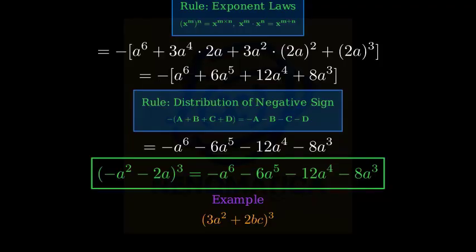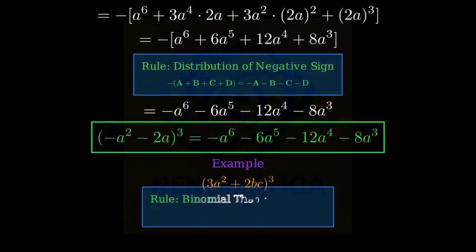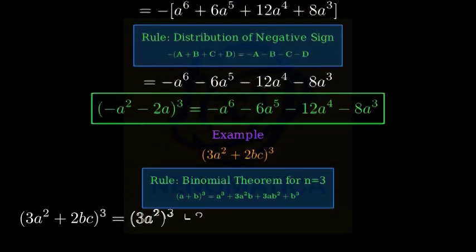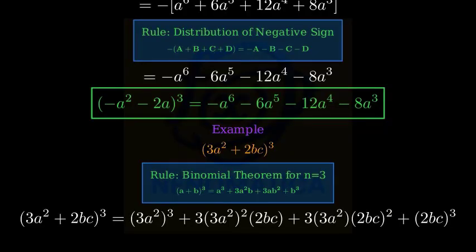For this second example, we'll directly apply the binomial theorem since we have a sum raised to the power of 3. According to the binomial theorem, we have (3a squared plus 2bc) to the power of 3 equals the sum of 4 terms. Now let's simplify each term.